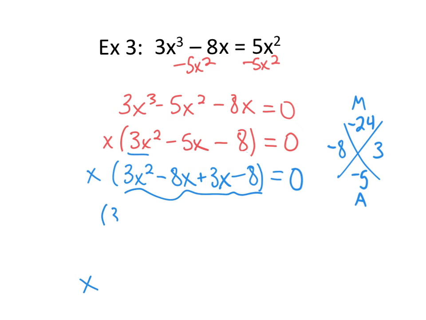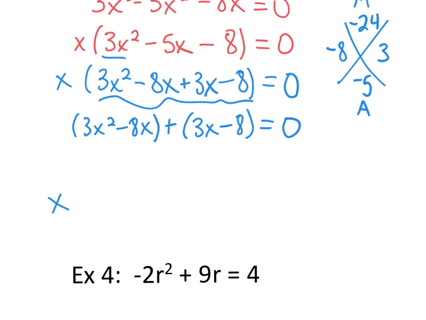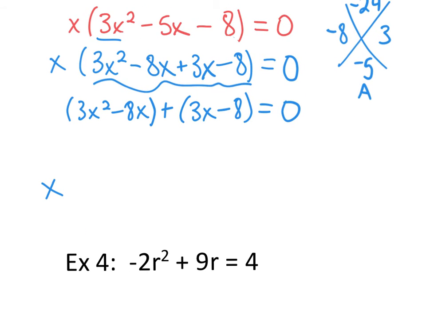So, group my first two terms together. Plus sign. Next two terms together. Equals 0. 3x squared and negative 8x, what do those have in common? X. Just x, and what's going to be left? Cool. 3x minus 8. What do those have a GCF? What do we do when they don't have one? Take out just a 1. Leave it alone.